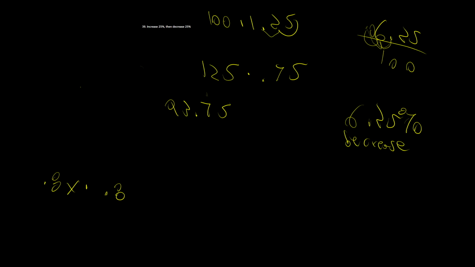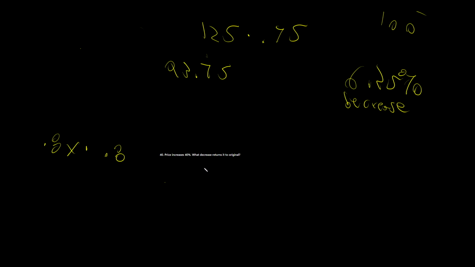Okay, last question. Price increases 40%. What decrease returns it to original? So we have it increases 40%. It's already at 100%. So we get 1.4x. What decrease returns it to its original?